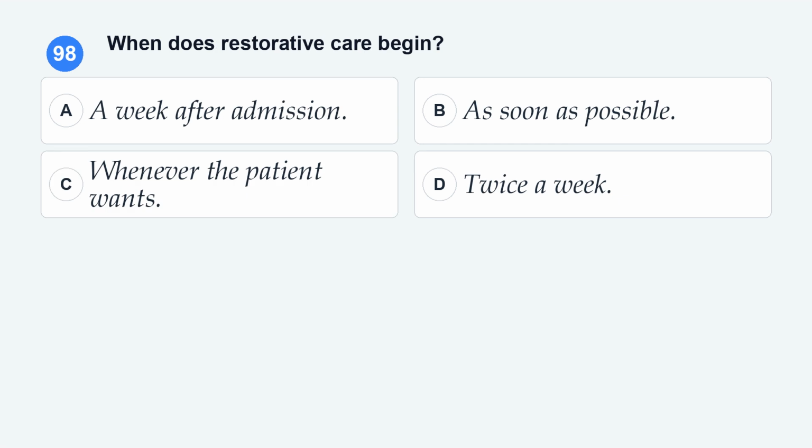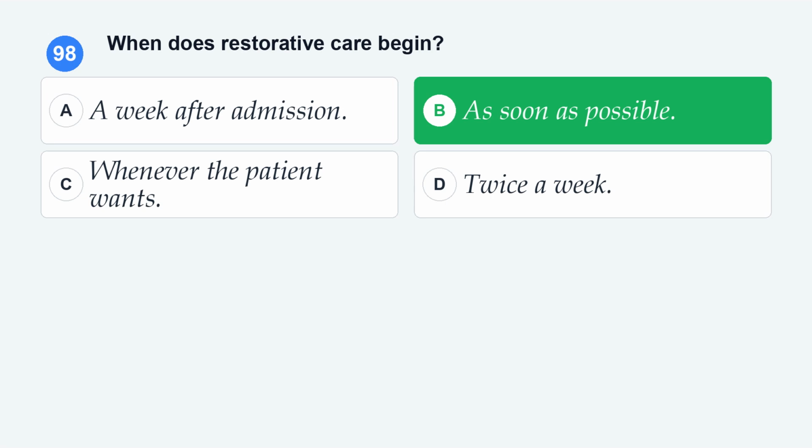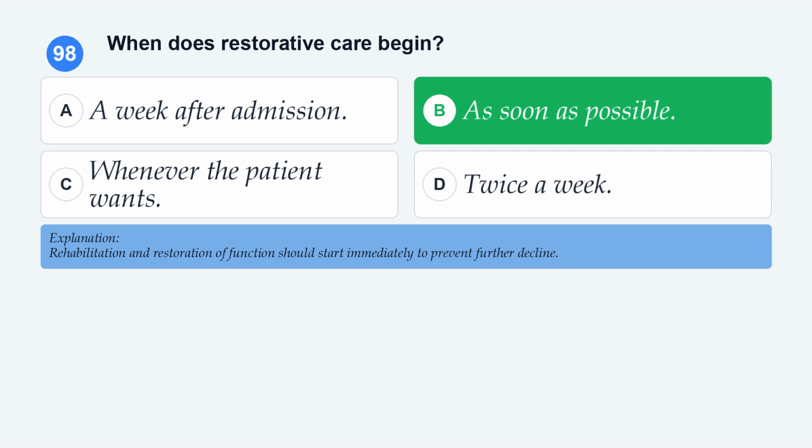Question 98. When does restorative care begin? Option A, a week after admission. Option B, as soon as possible. Option C, whenever the patient wants. Option D, twice a week. The correct answer is option B, as soon as possible. Explanation. Rehabilitation and restoration of function should start immediately to prevent further decline.